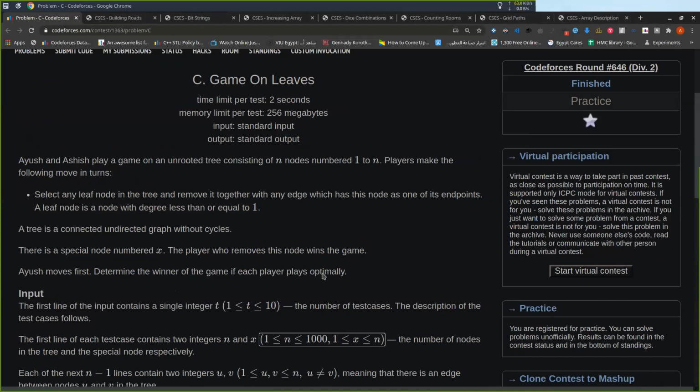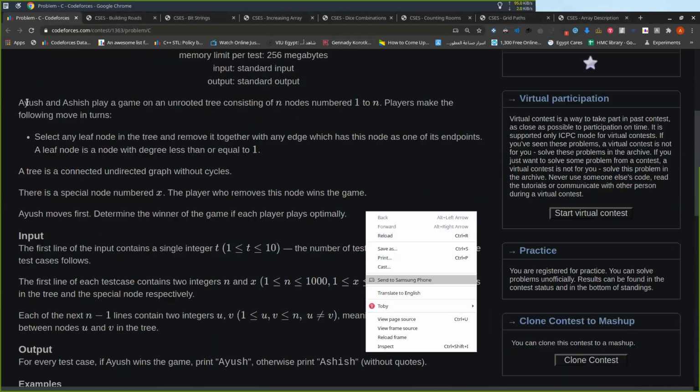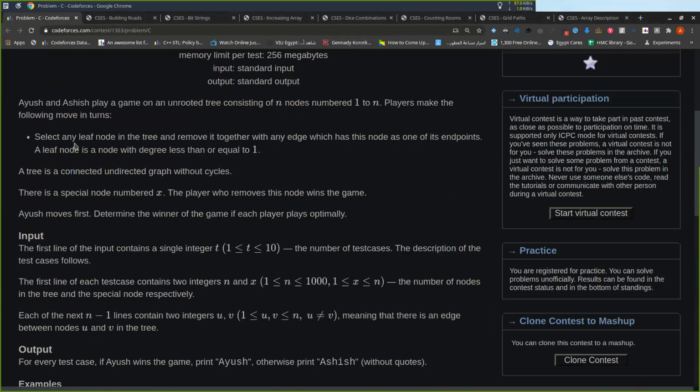So the problem states that you are given a tree and there are two players who are playing a game on this tree. And for each turn, the current player selects a leaf node and then removes it. Okay, so let's draw this.